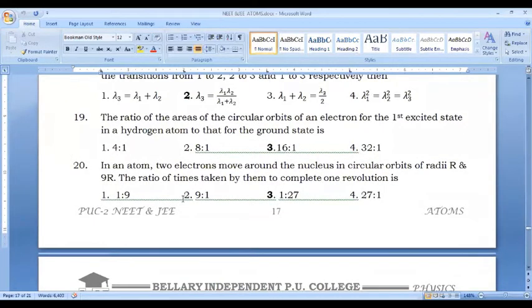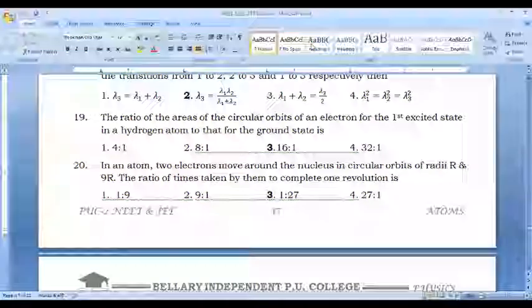Next, question number 19. The ratio of the area of the circular orbits of the electron in the first excited state in a hydrogen atom to the ground state. First excited state to the ground state is. So they asked the ratio of the area. So we know the area and quantum number relation.